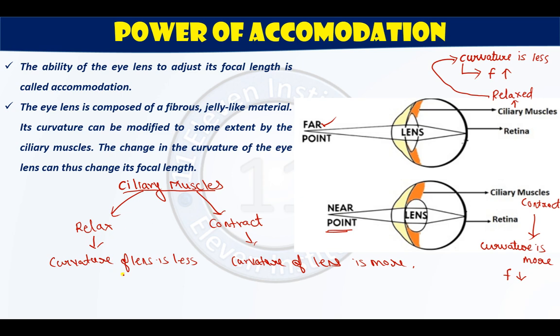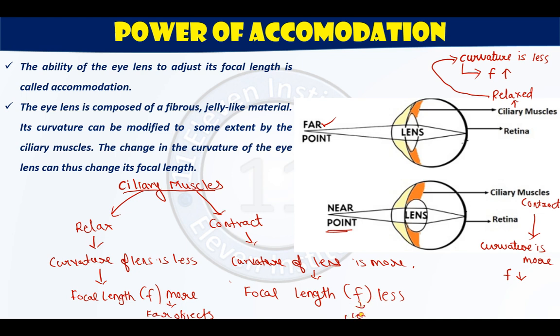Right? If they relax, the curvature of lens is less. If they contract, the curvature of lens is more. Now if curvature of lens is less, the focal length f will be more. And if curvature is more, then the focal length f will be less. Now if this is more, we can see far objects clearly, and if it is less, we can see the near objects clearly.